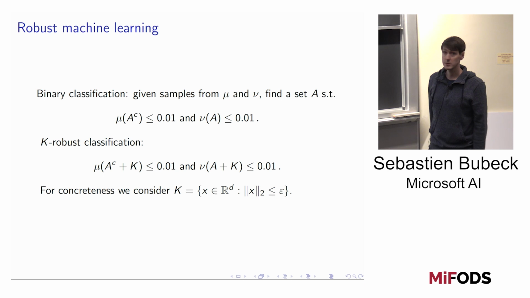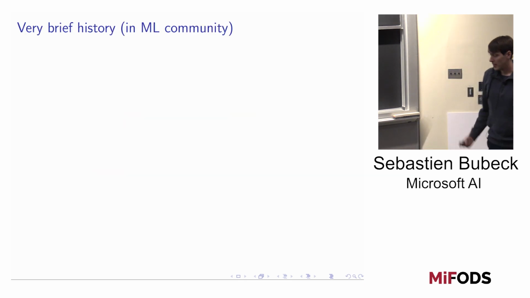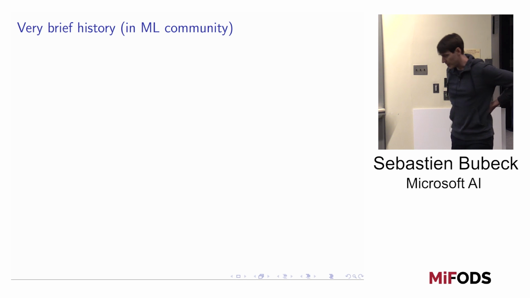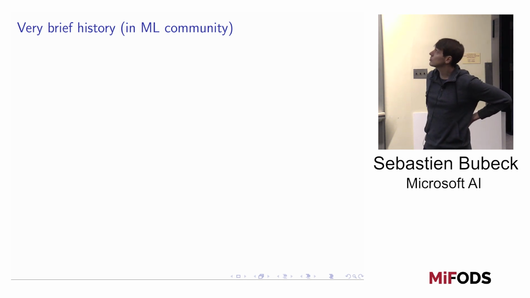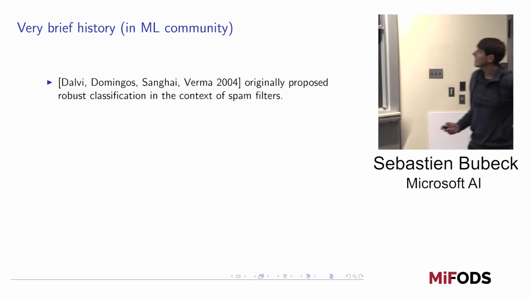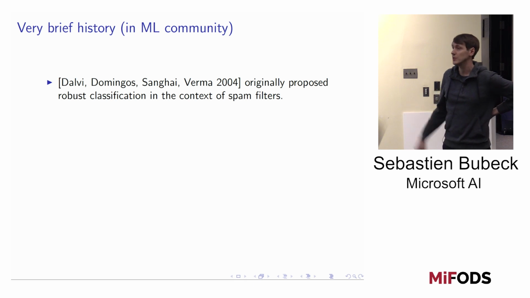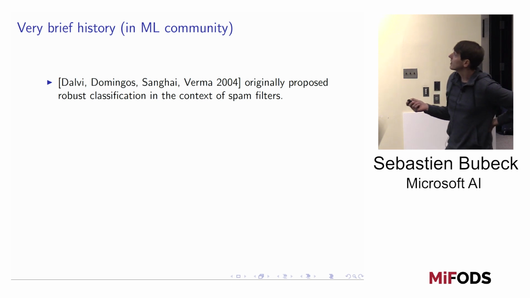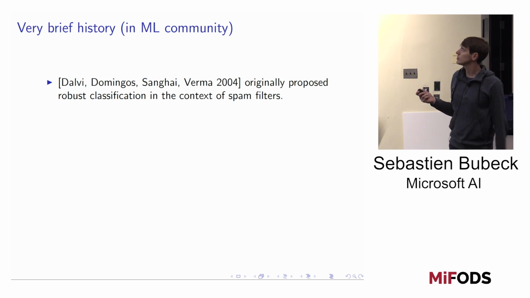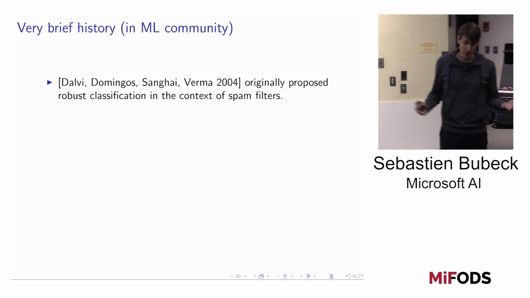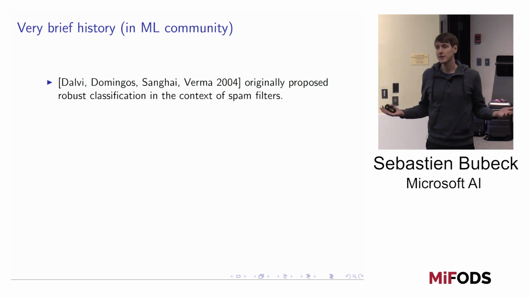No? Setting is clear? All right, so today I'm putting on my machine learner hat. I'm going to be a good machine learner, and I'm only going to tell you about the history of the problem in the machine learning community. Of course, it has a very long history in many other fields. There is robust statistics. There is robust optimization. I'm ignoring all of this. Very good. The study of robust ML was initiated in a very influential paper by Dalvi, Domingos, Mausam, Sanghai, and Verma in 2004. And the original motivation makes a lot of sense, which is spam filters.